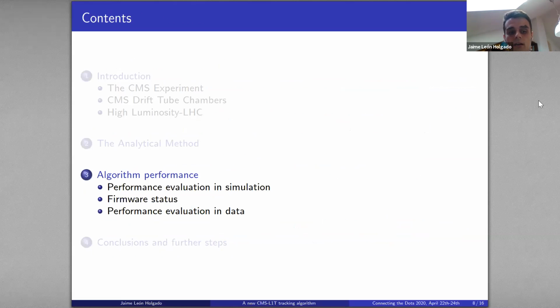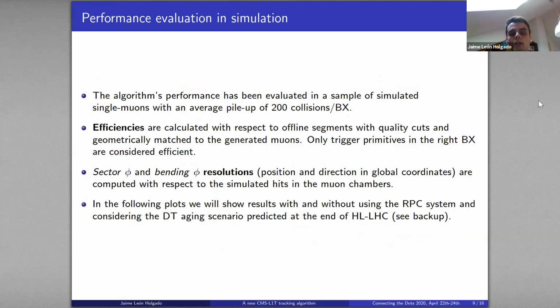Now we are going to test how the algorithm performs. First, we would like to evaluate it in simulation. We use a sample of simulated single muons with an average pileup of 200 collisions per event. We compute efficiencies with respect to offline segments, reconstructed with the offline system, to which we apply several quality cuts and which we match geometrically to the generated muons of the sample. We consider efficient only the trigger primitives that are in the right BX. Also, for sector phi and bending phi resolutions, which are almost the same as position and direction but in global coordinates.